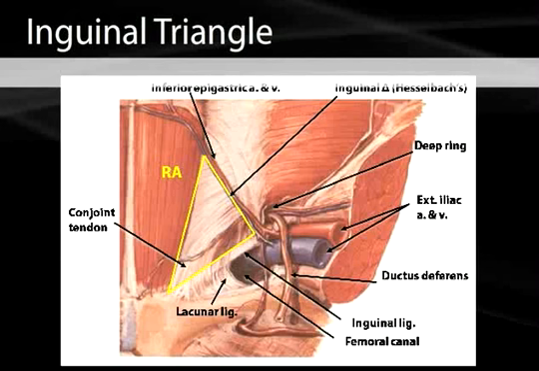This triangle that has the medial side of the inferior epigastric, the rectus abdominis, and the inguinal ligament as its boundaries is known as Hesselbach's triangle.